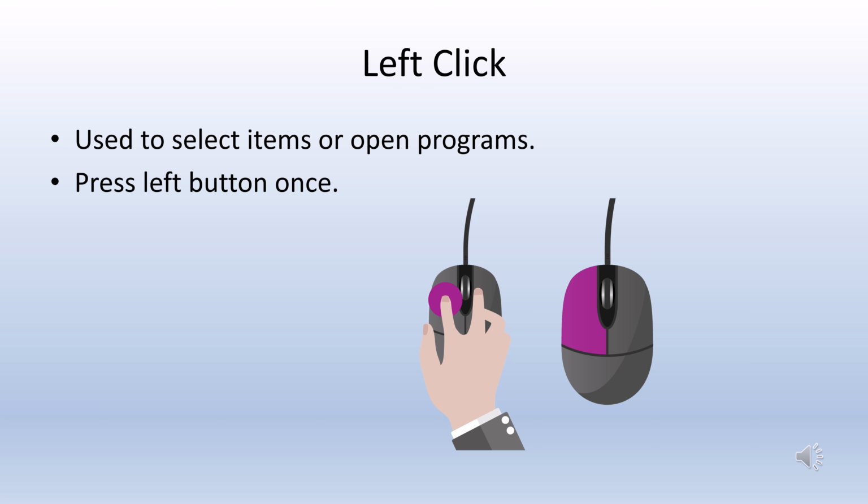Let's see what is left click. So left click is used to select items or open a program. When you want to open a program in your computer or you want to select items, you have to press the left button once on your mouse. Just press the left button once. Then you will open that program or you will be able to select the item you want.